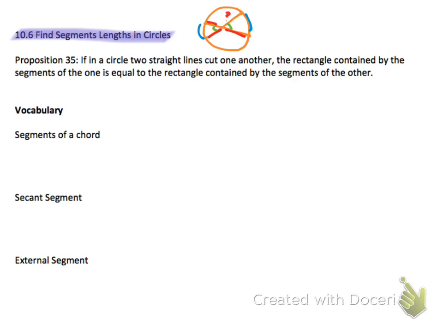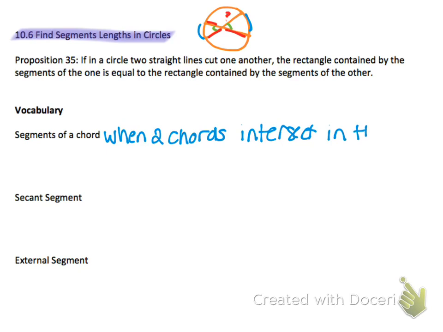The first definition is going to be the segments of a chord. So segments of a chord are going to be when two chords intersect in the interior of a circle. Each chord is divided into two segments.